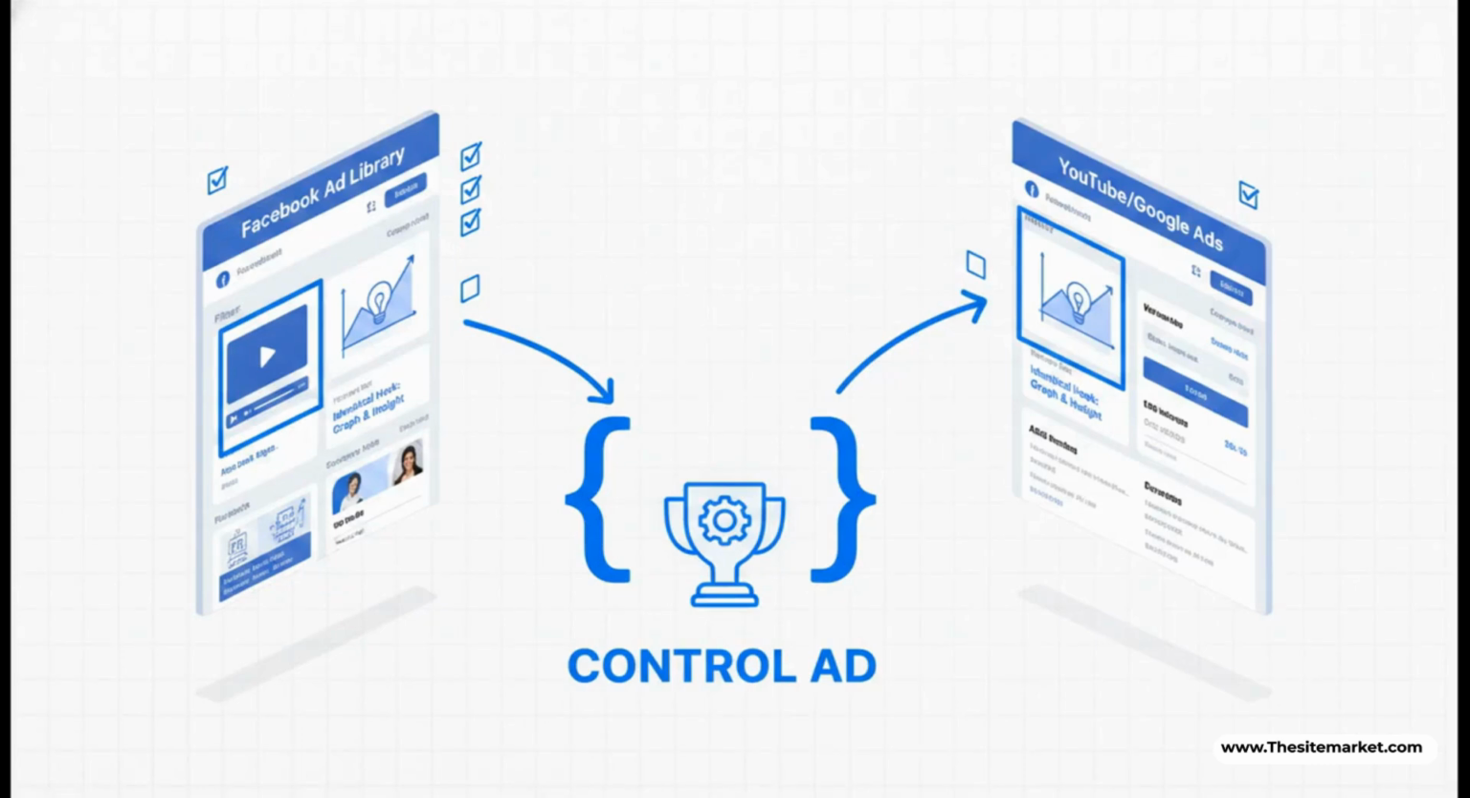But hey, we don't just stop at Facebook. If you search their brand in the Google Ads Transparency Center and you spot the exact same video hook or the exact same offer running on both YouTube and Facebook, pay very close attention. That is never a coincidence. That means you've just uncovered their control ad. You've found the literal money printer that they are confident enough to push across completely different ecosystems.